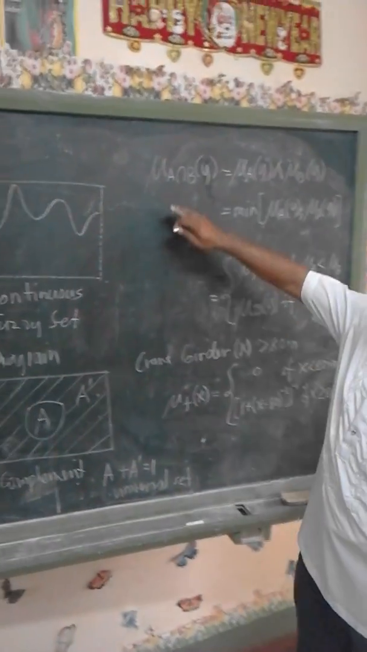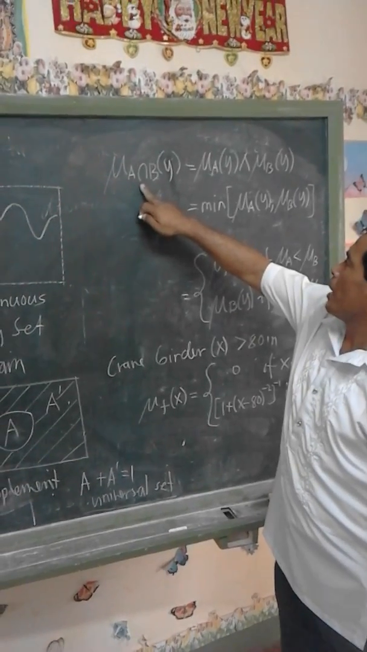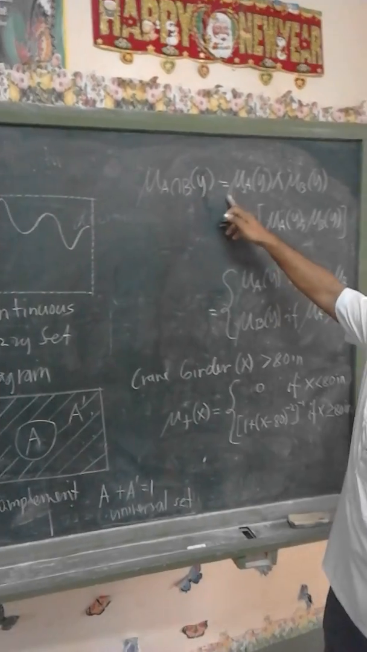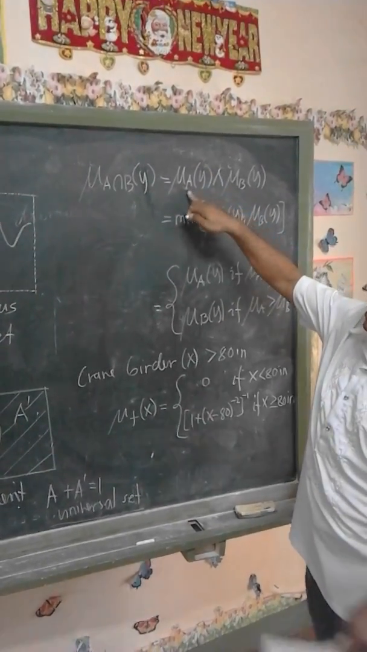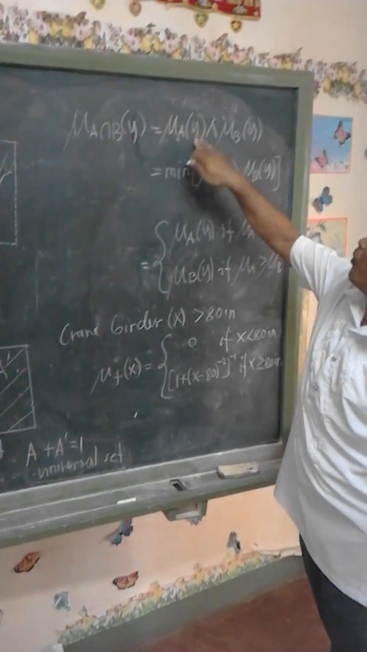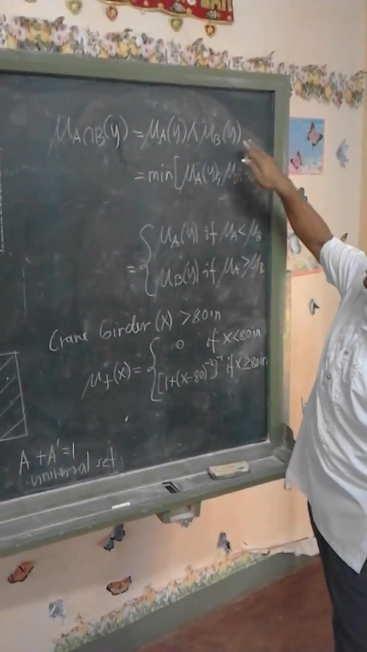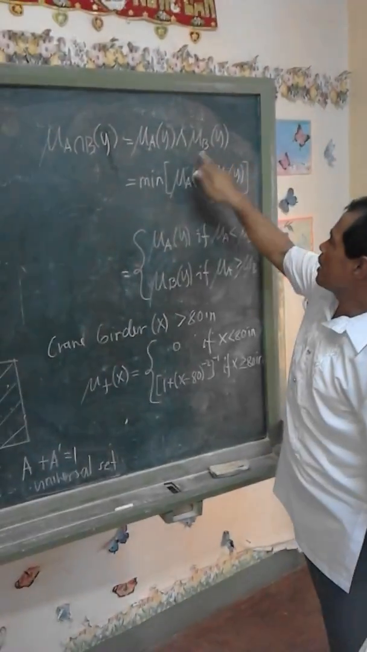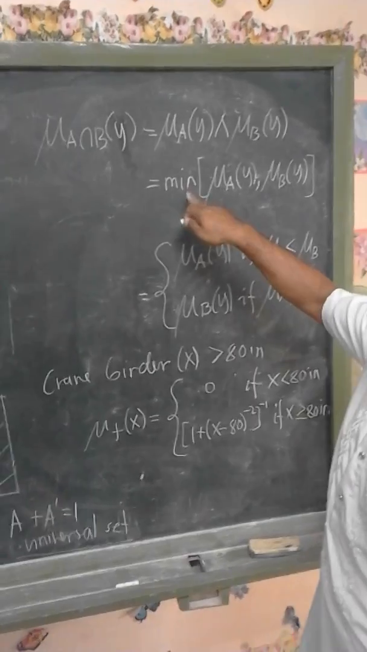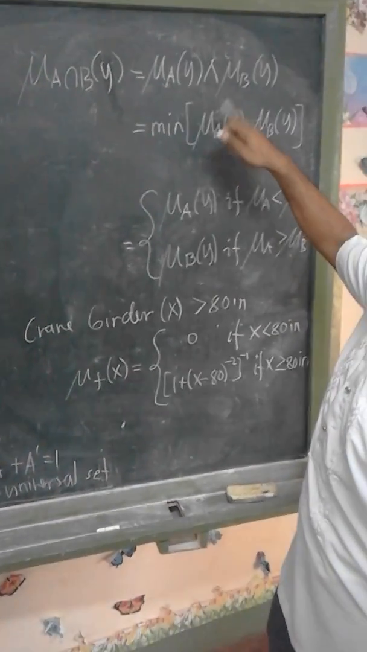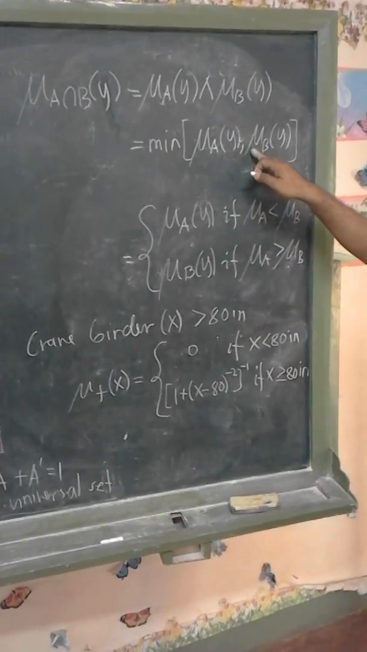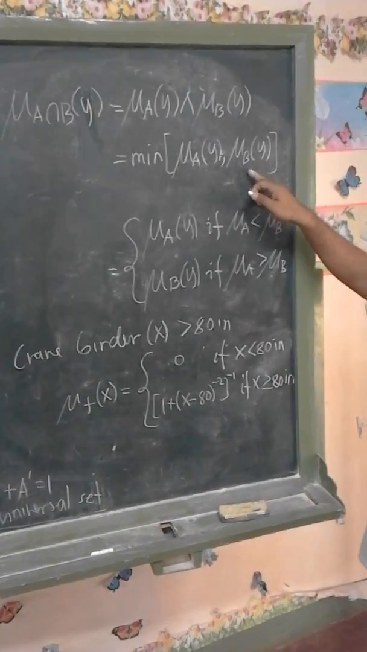And we have also here mu sub A intersection B of y. So therefore we have mu of A, which we mentioned earlier is already a membership function of y, intersect the membership function of y with respect to B. To have this in this form, we have the minimum of mu sub A, the membership function of A with respect to y, and the membership function of y with respect to B.